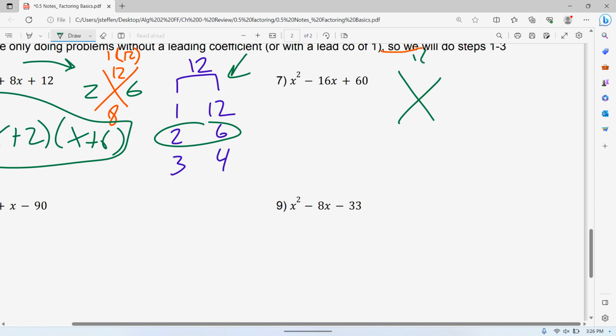So the next one, the top number is 1 times 60, your first number times your last. Bottom number is negative 16. So factors of 60, we have 1 and 60. Use a calculator if you need to.